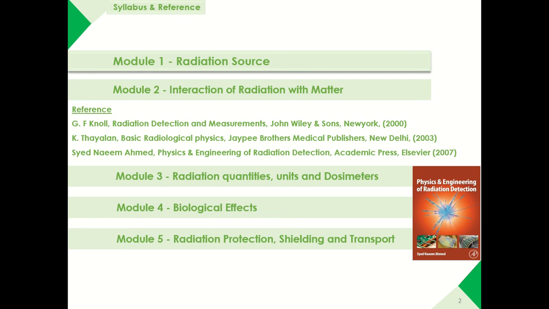So we have 5 modules: radiation source, interaction of radiation with matter, the second module. Then we have radiation quantities, unit and dosimeters, and the third module, biological effects of radiation, will be covering in module 4. And in module 5, radiation protection, shielding and transport will be discussed.